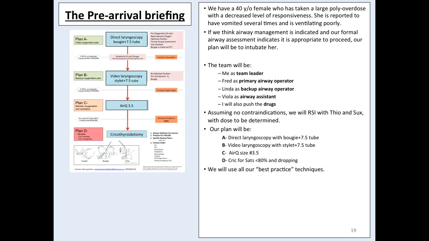And our plan will be nice and simple. A will be direct laryngoscopy with a bougie and a 7.5 tube. B, video laryngoscopy with a 7.5 tube and a stylet. C will be an AirQ size 3.5. And D will be to crike the patient, of course, if their sats are below 70. We'll use all of our best practice techniques that we learned from our course last week.